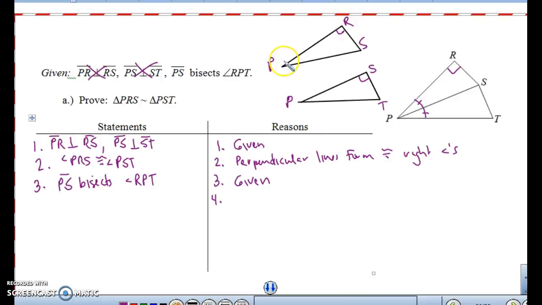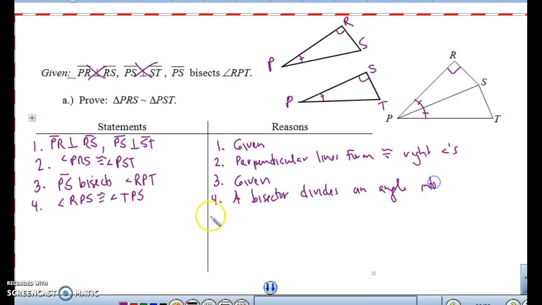Well, let's see. RPS is that angle right there, and TPS is this angle right there. So let's put that down. Angle RPS is congruent to angle TPS. And the reason for that, a bisector divides an angle into two congruent angles.